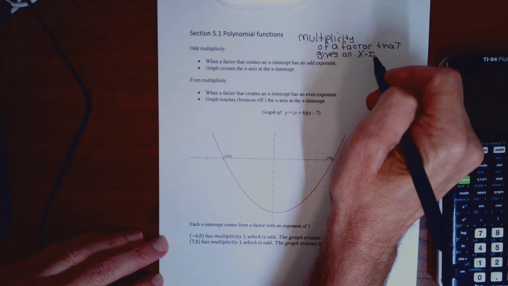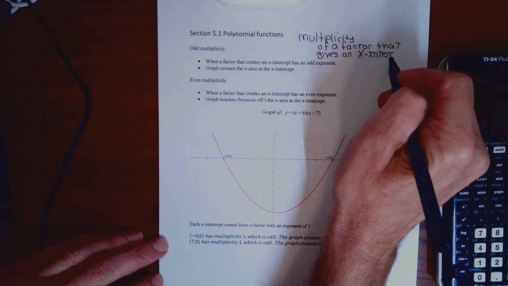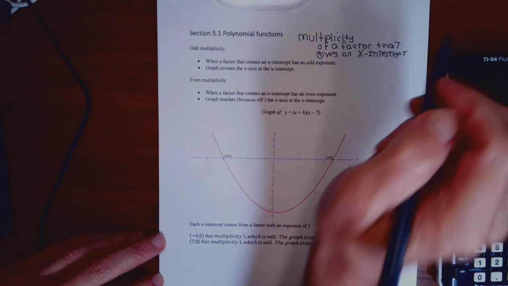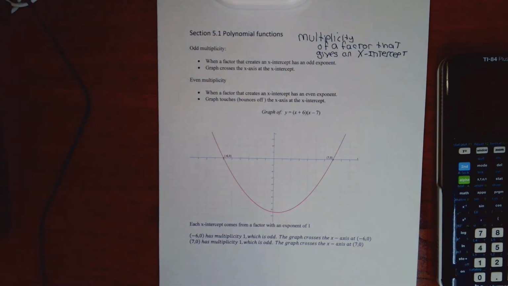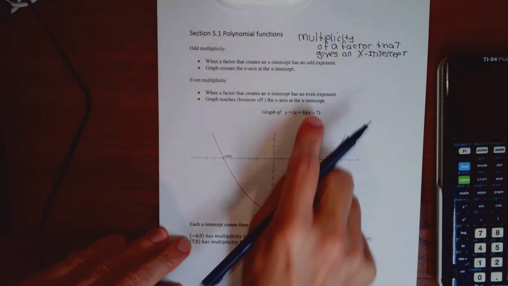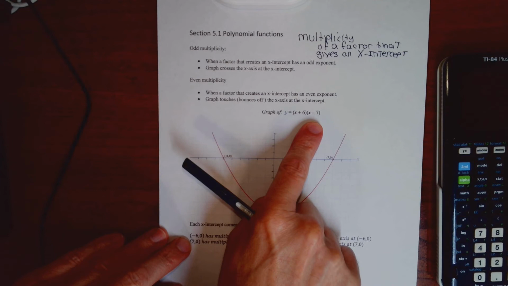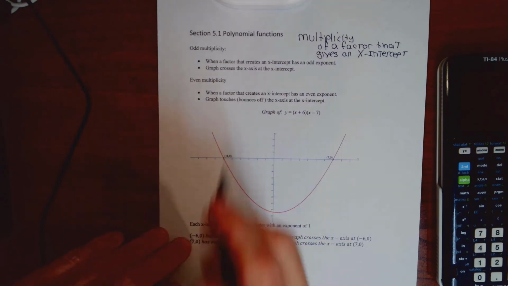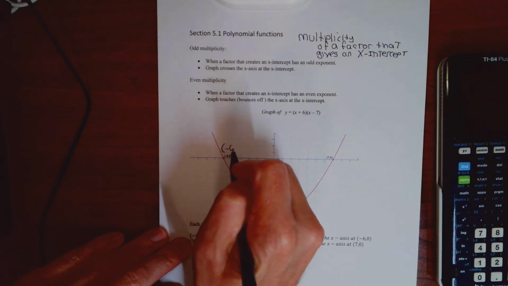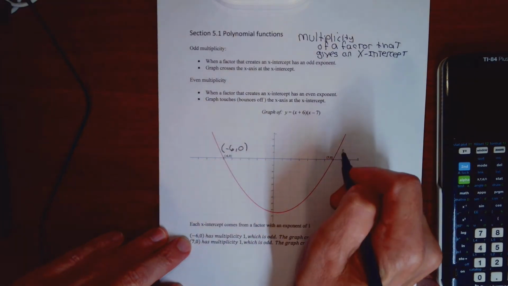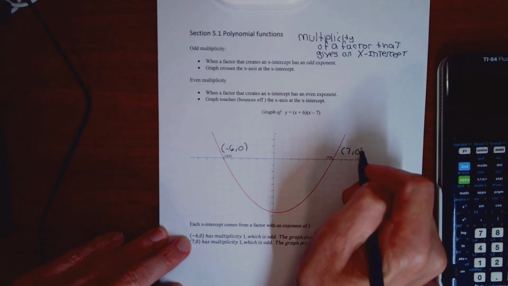I have a handful of problems that I created to help you understand multiplicity and how it impacts a graph. This is entirely a graphing section, so everything is going to be focused on how the concept relates to the graph of a function. I started off and graphed the simple parabola y equals (x plus 6) times (x minus 7). I only labeled 2 points: the x-intercept negative 6, 0, and the x-intercept positive 7, 0.